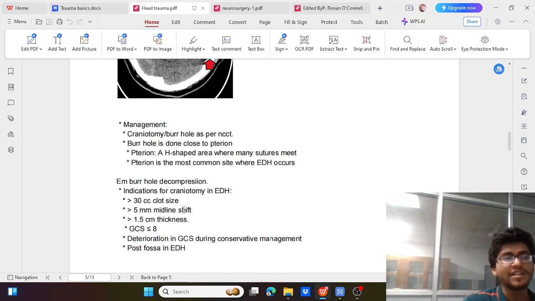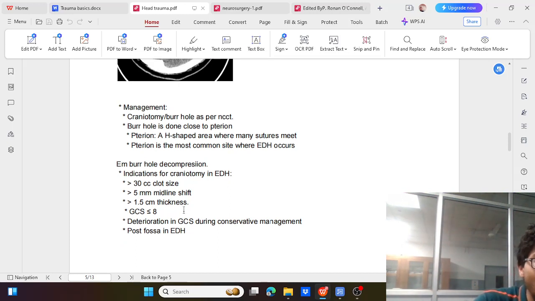So what are the indications? When do we open the skull? If the clot size is more than 30 cc, not 30 centimeter, 30 ml, cc is ml, so clot size is more than 30 ml. If there is midline shift more than 5 mm, so the central part of the brain gets shifted to the other side more than 5 mm.